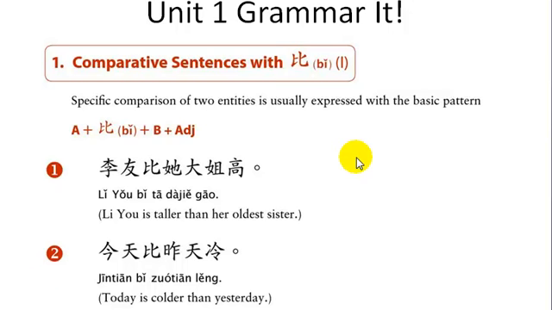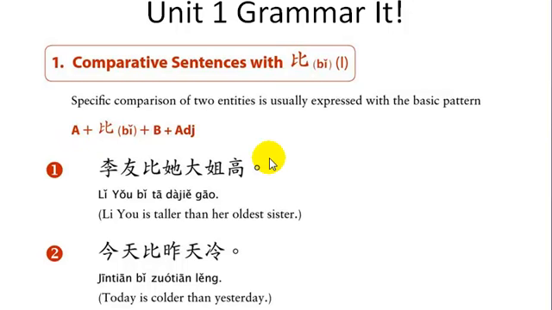So in this unit, we saw the introduction of a very interesting piece of Chinese grammar, and that is comparative sentences with the character 比. 比 is used to make comparisons between two things, and here's the structure that you saw in the dialogue. A plus the character 比, and then item B, and then the adjective. And you'll notice that the adjective will refer to A.